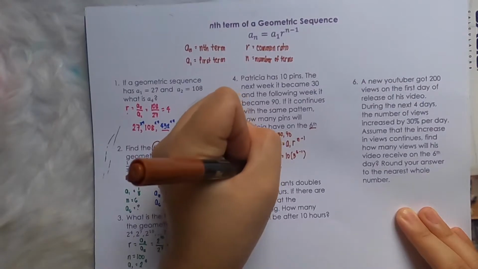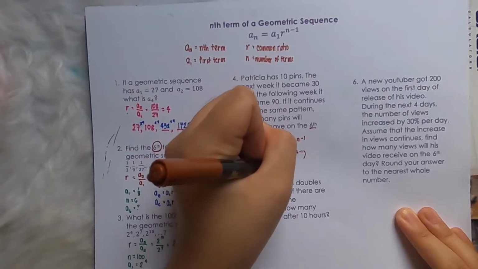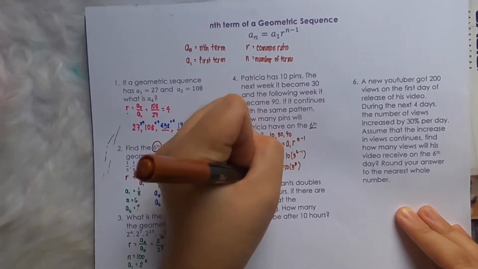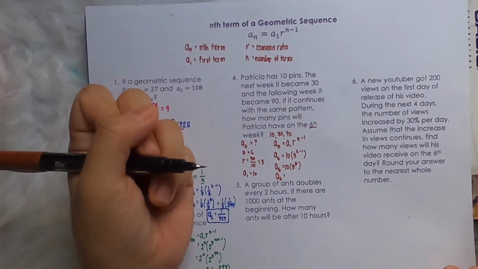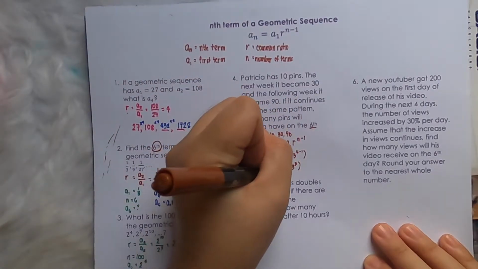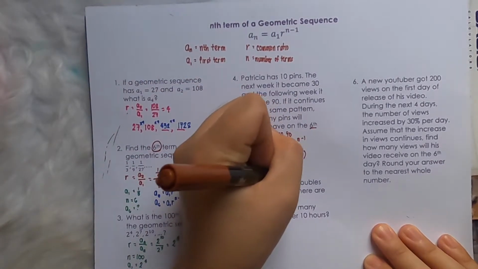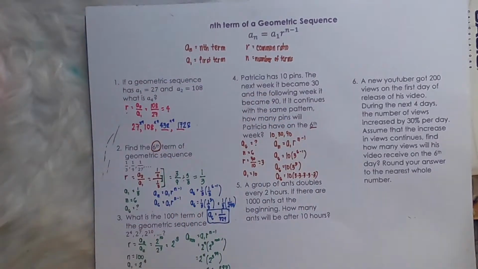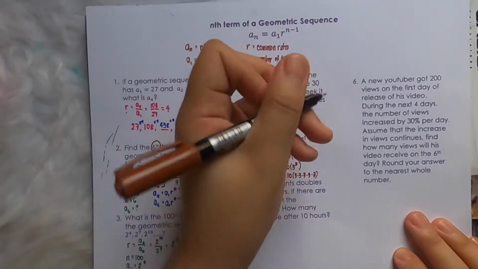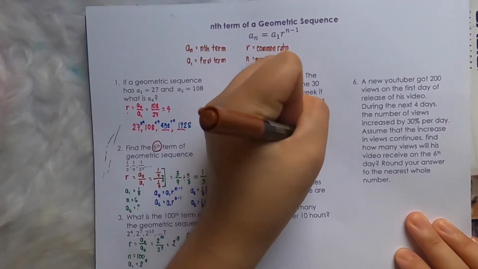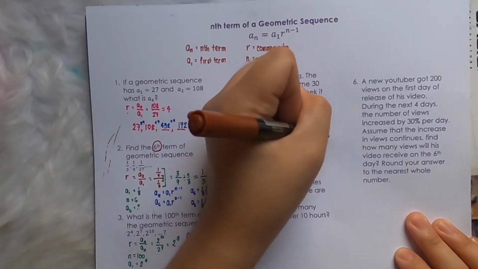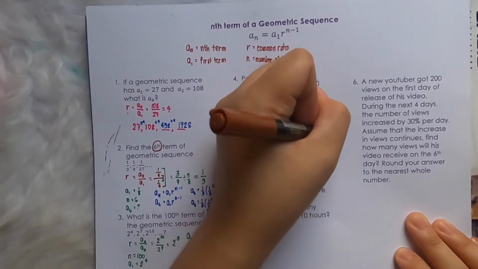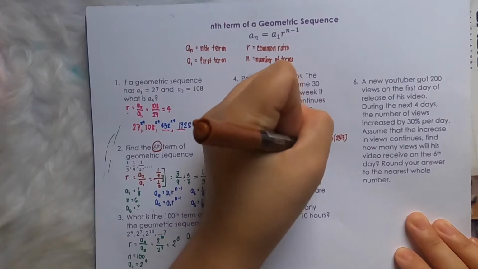Solve po natin yung nasa loob ng ating parenthesis. You have there 10 times 3 raised to 5. Again po, pag exponent, we rewrite it as the product of itself. So we have there 10 times 3 times 3 times 3 times 3 times 3. And again, 3 raised to 5 is equal to 243. So when we multiply it with 10, a sub 6 is equal to 2,430.